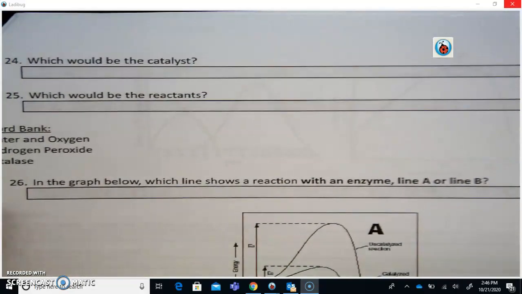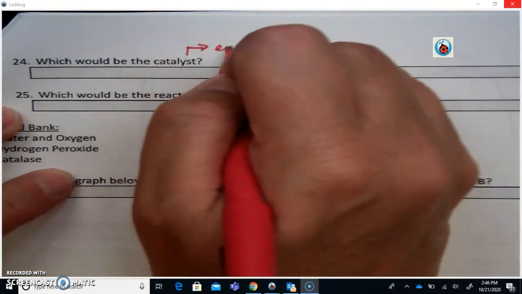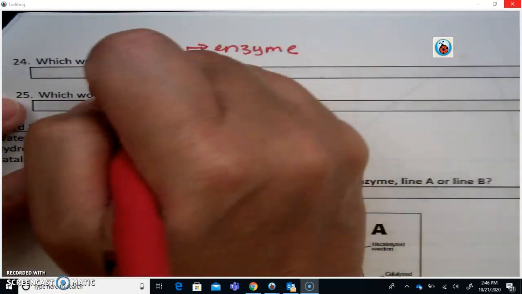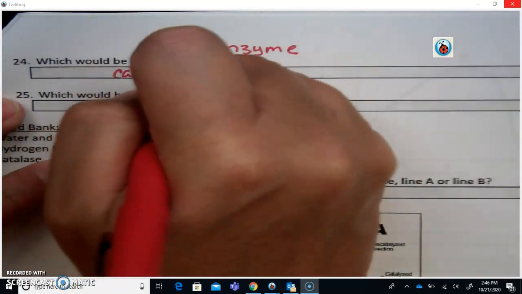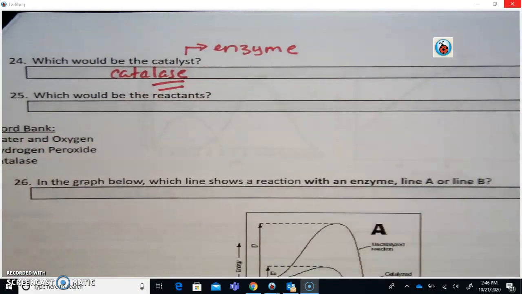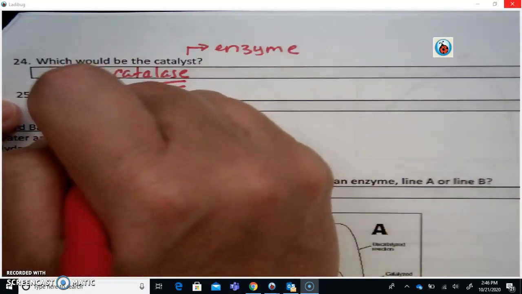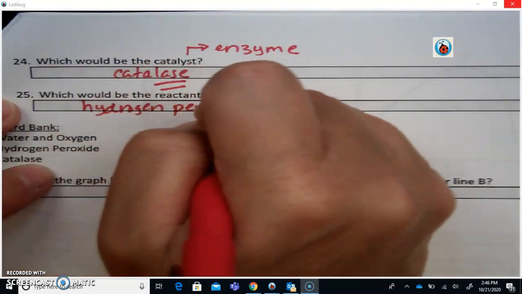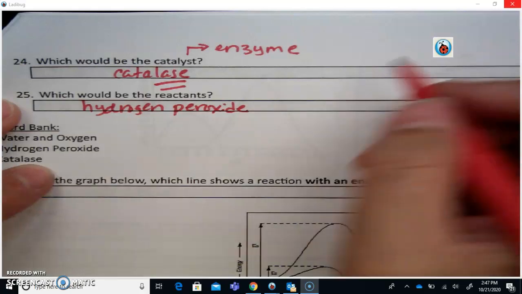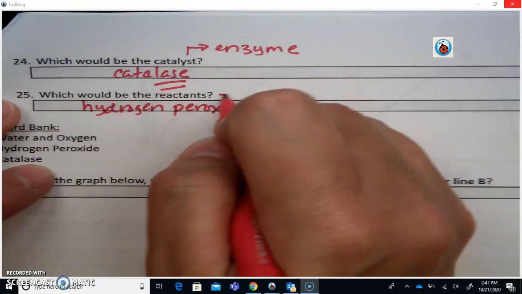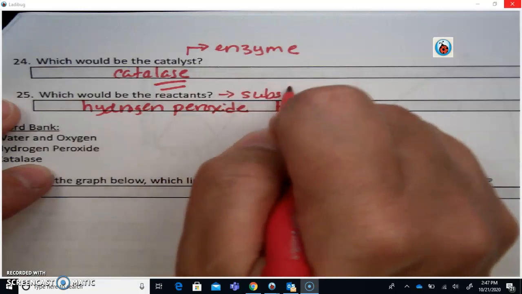Which would be the catalyst? Remember that the catalyst is the enzyme. So the enzyme is going to be catalase. Notice it ends in ACE. Enzymes end in ACE. Number 25, what would be the reactants? The reactant would be hydrogen peroxide. And the chemical formula for hydrogen peroxide is H2O2. And so the reactants, if you remember, are going to be the substrate.